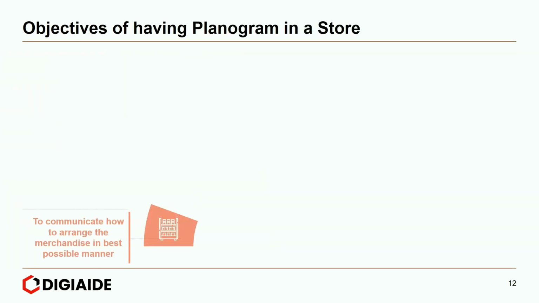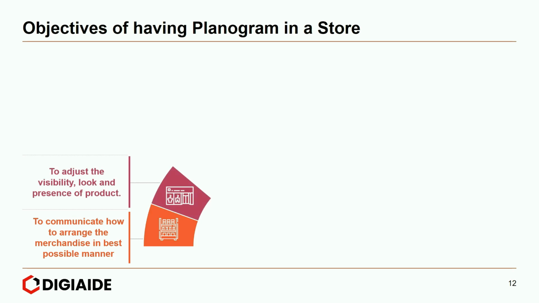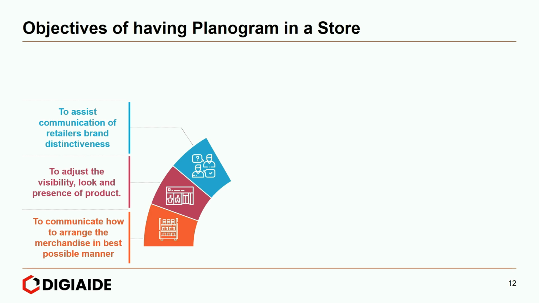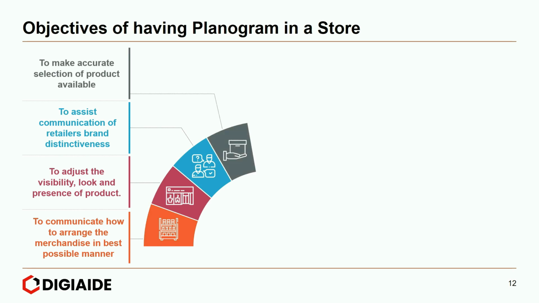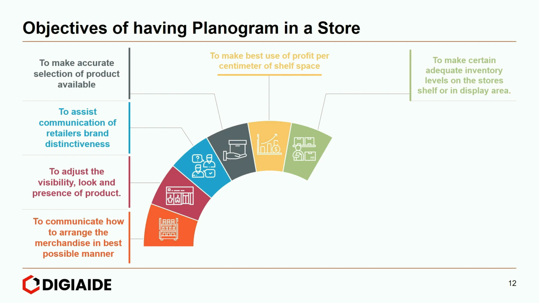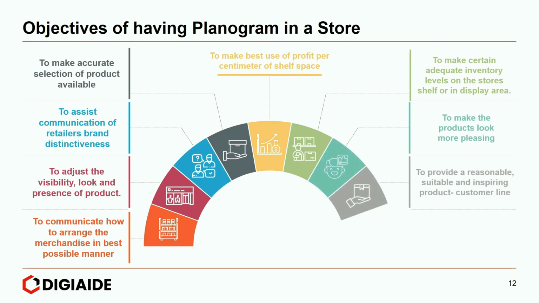Ultimately, the objectives of a planogram include: first, to communicate how to arrange the merchandise in the best possible manner. Then, to adjust the visibility, look and presence of the product. To assist communication of the retailer's brand distinctiveness. Next, to make accurate selection of product available. Next, to make the best use of profit per centimeter of shelf space. That is a lot of detail required. Then, to make certain adequate inventory levels on the store shelf or in the display area. Then, to make the products look more pleasing. To provide a reasonable, suitable and inspiring product line for the customer.